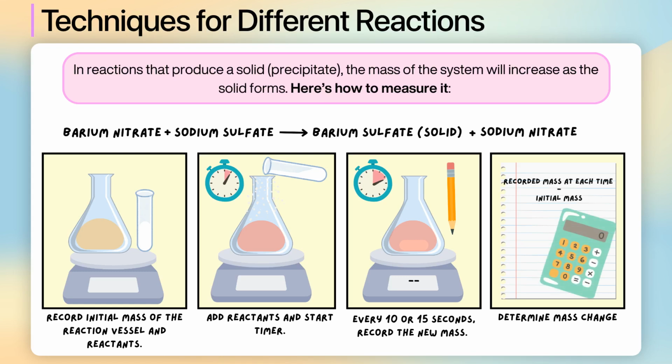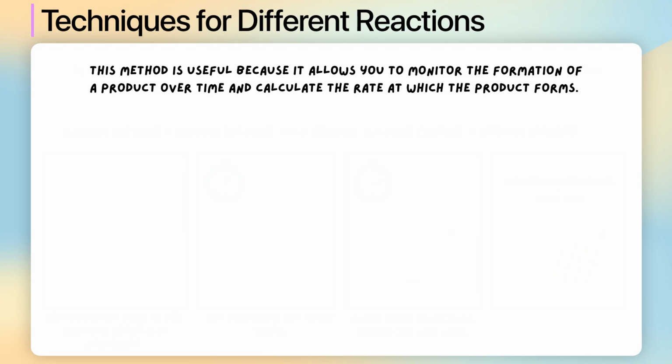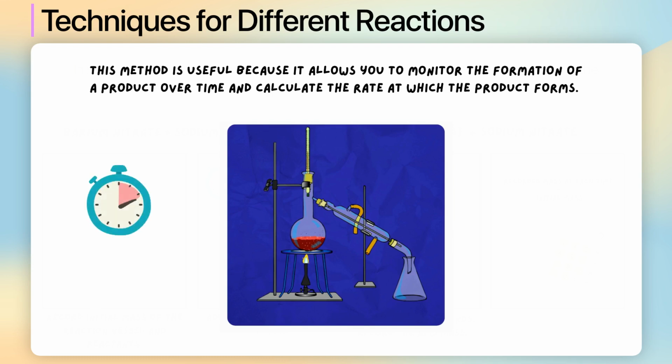Subtract the initial mass of the solution from each recorded mass reading to find the mass of the solid precipitate over time. This method is useful because it allows you to monitor the formation of a product, like a precipitate, over time, and calculate the rate at which the product forms.